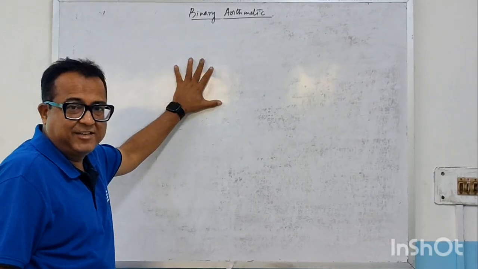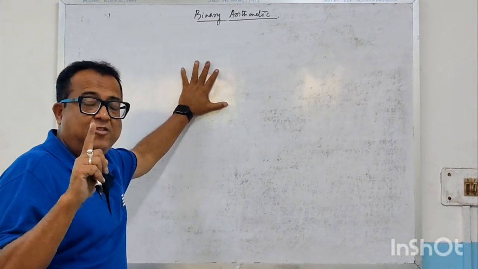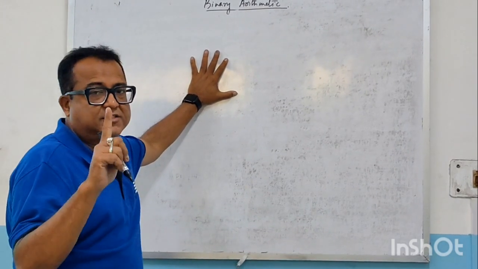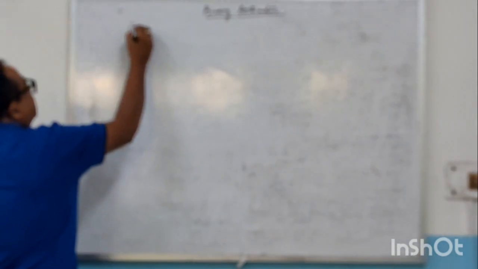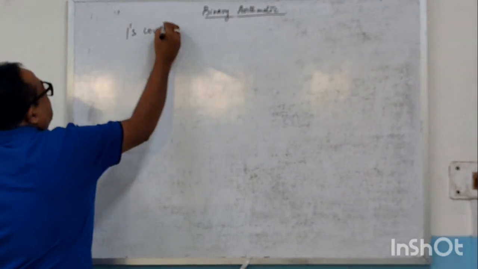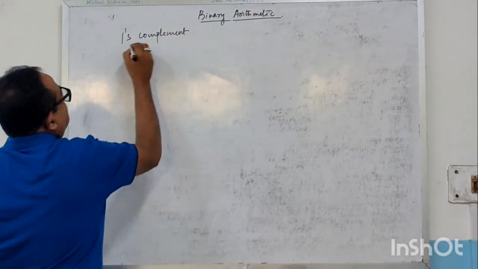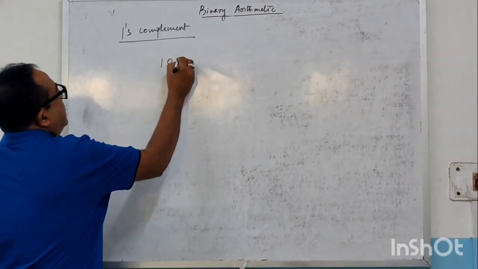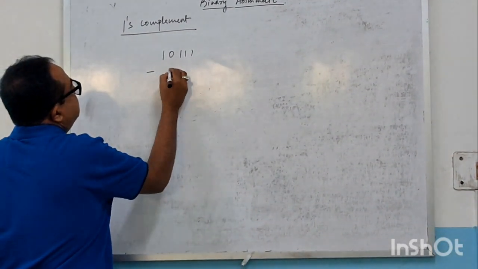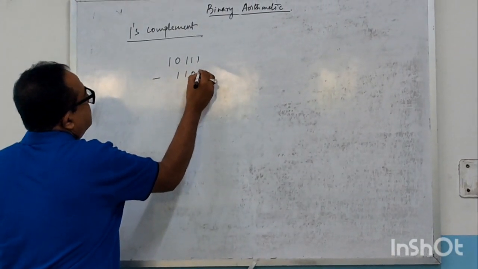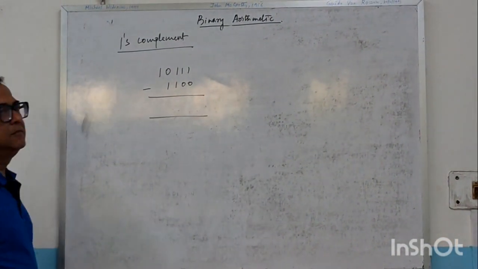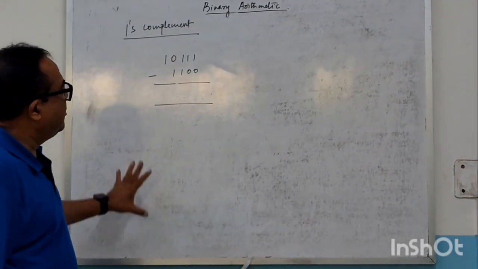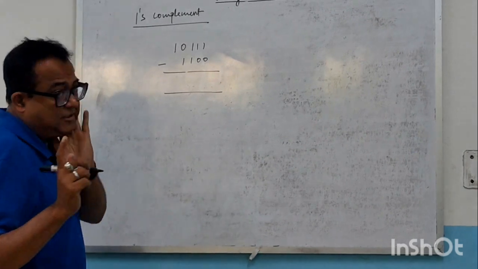Now we come to the subtraction, which is little confusing. There are two techniques. One is ones complement. The second is twos complement. We will do both. First, ones complement. Let us take the first example. Okay, I need to subtract this from this. Okay, now how will I do it? Okay, this is the first question.